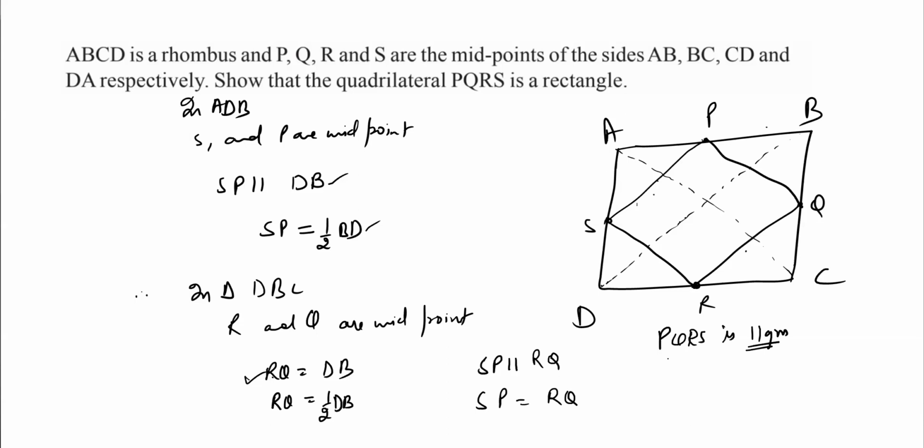Now how can you prove this parallelogram is a rectangle? By proving one angle is 90 degrees. So how can you prove that this angle is 90 degrees? How will you prove it?